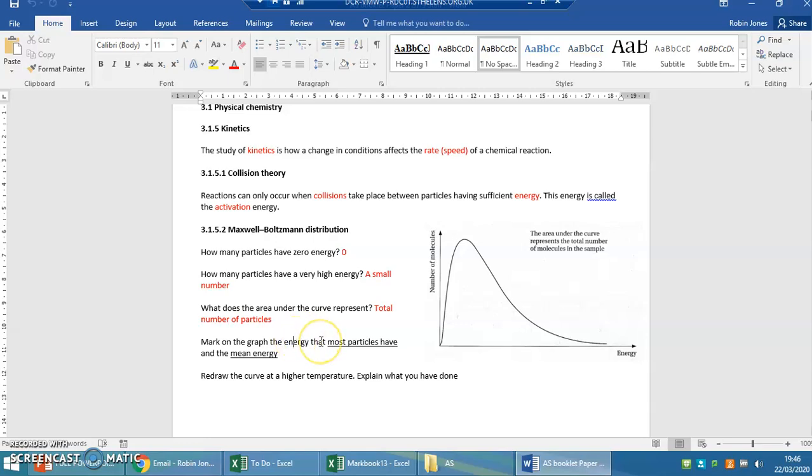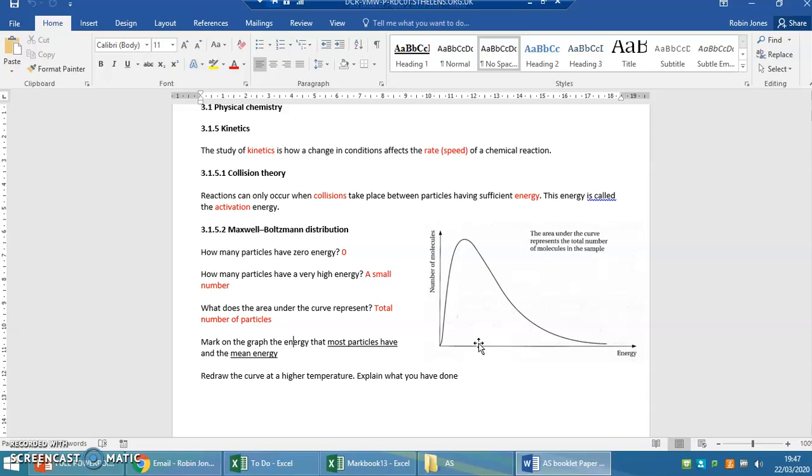Mark on the graph the energy that most particles have. So most particles have at the peak there. So if I trace the peak down, it would cross the energy, the x-axis, around about here. So draw a line down, and this point directly down from the peak is the energy that most particles have, around about here. The mean energy is slightly to the right. So if you go from the peak slightly to the right, just a little bit to the right, around about here, and trace it down, then the mean energy is somewhere around about here, just to the right.